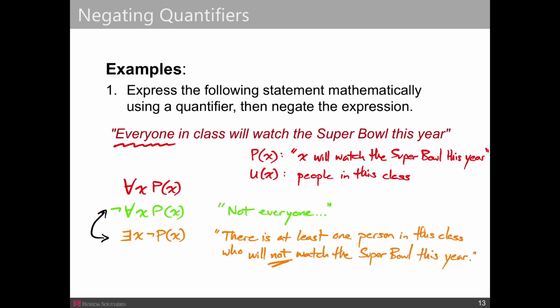Can you see how these 2 expressions are logically equivalent? If not everyone's going to watch, then it's true that there's at least one person who won't watch. So negating a universal quantifier led to the existence of the negation of our predicate P. Let's try a second example.